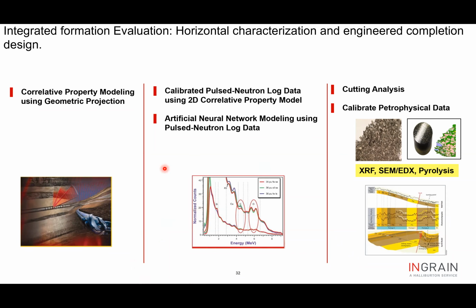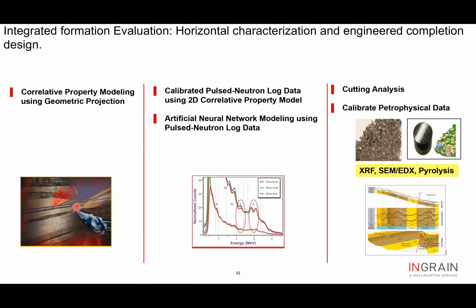Here is a workflow it's showing. First is a projection of vertical well data onto the horizontal wellbore. If you have a suite of logs in the vertical well and analyze that, then using the geosteering application, you can project it onto the horizontal wellbore. It will just be a projection or transposition of the vertical to the horizontal.